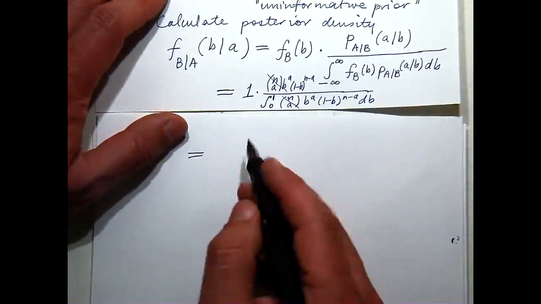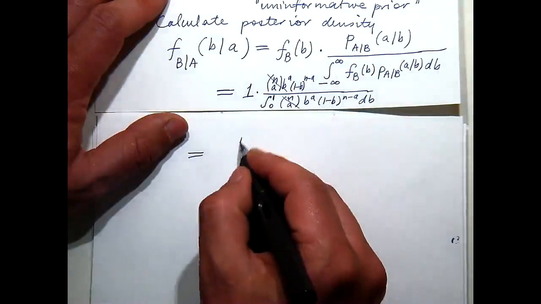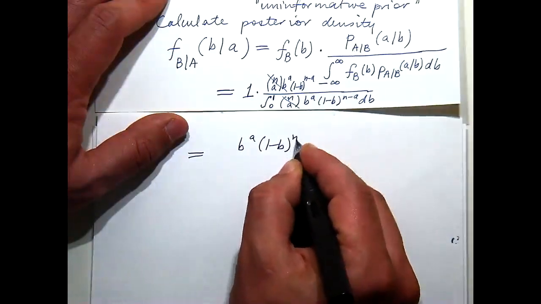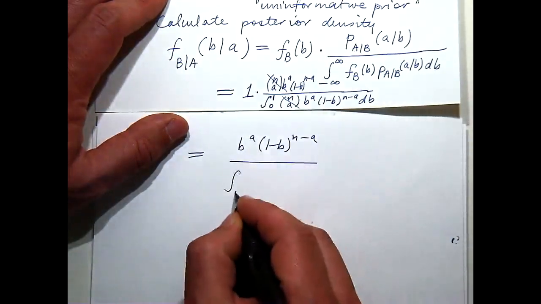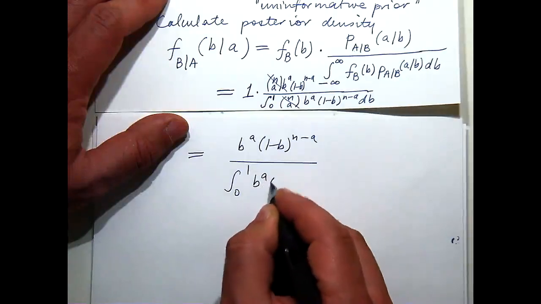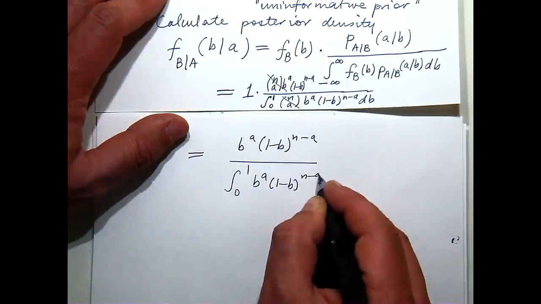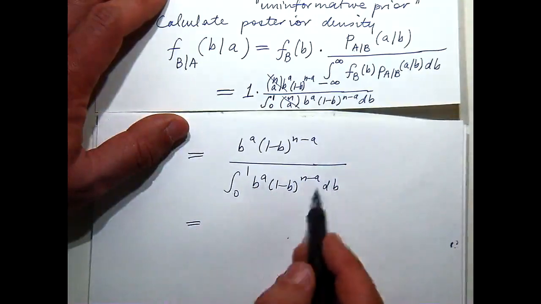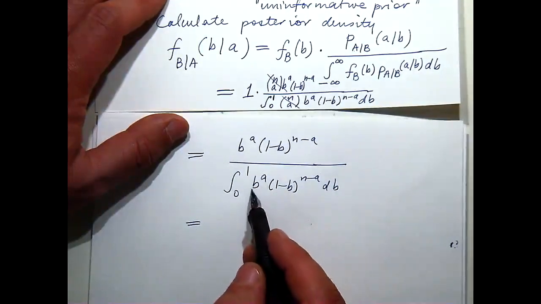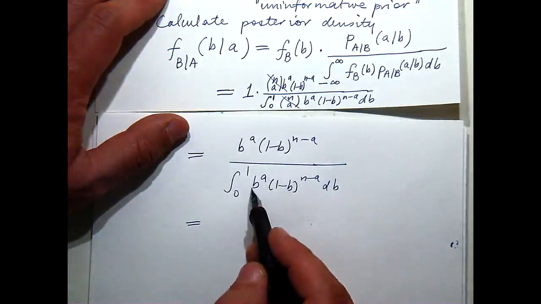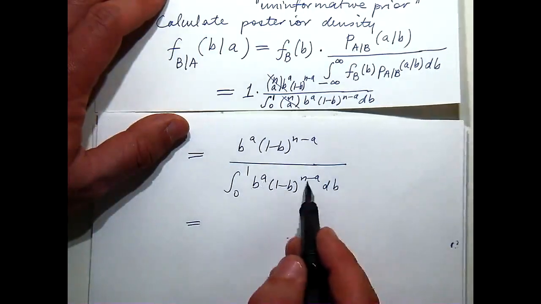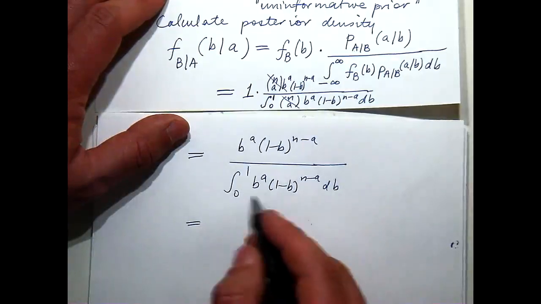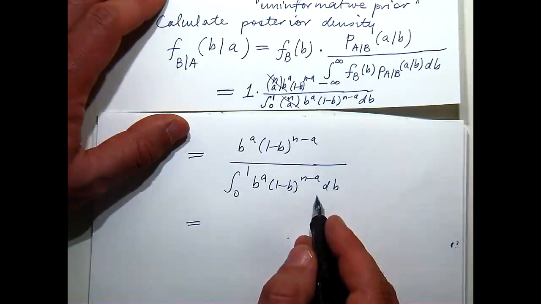So the posterior density is b to the A, 1 minus b to the power n minus A. Then I have to divide by the integral from 0 to 1 of b to the A, 1 minus b to the power n minus A db. I'll cut to the chase, and you remember that if b is the variable, that's a beta density with parameters A plus 1 and n minus A plus 1. So this is actually the density of a beta.